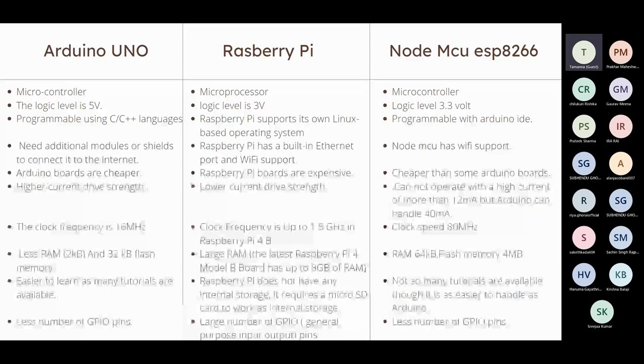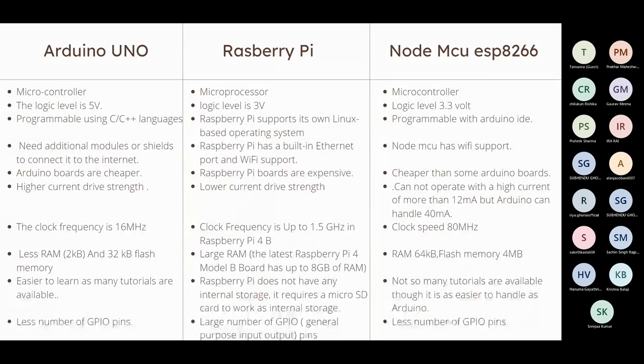The next point is clock frequency. The clock frequency of Raspberry Pi is the highest, that is 1.5 gigahertz. Then there's NodeMCU with a clock speed of 80 megahertz and Arduino Uno with a clock speed of 16 megahertz. It means the processing speed of Raspberry Pi is the highest among all. So if we need to do a task which needs very high speed processing or a complex task, then Raspberry Pi is preferred over Arduino Uno or NodeMCU.